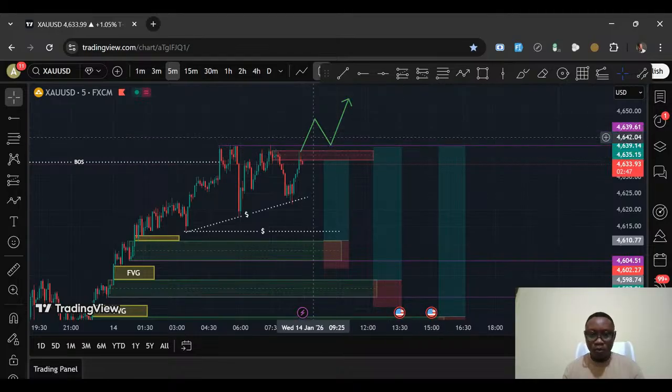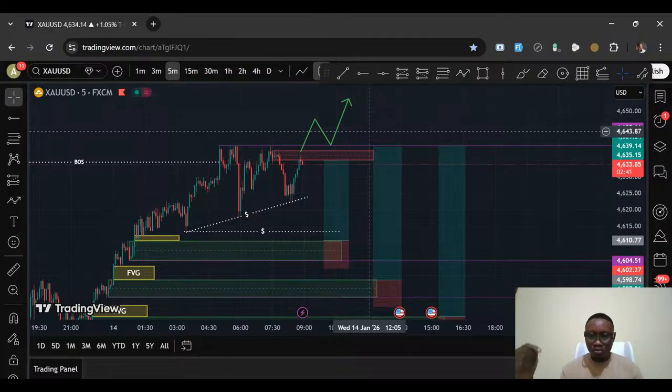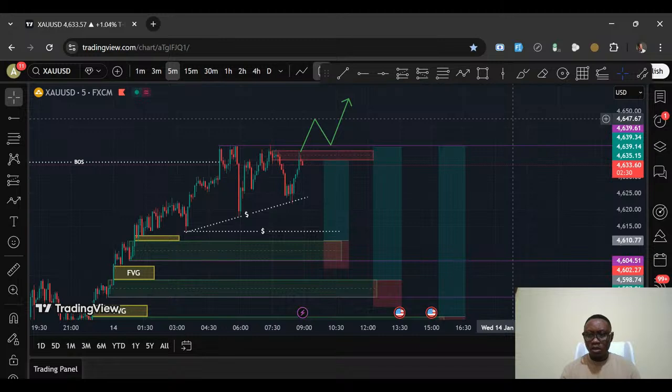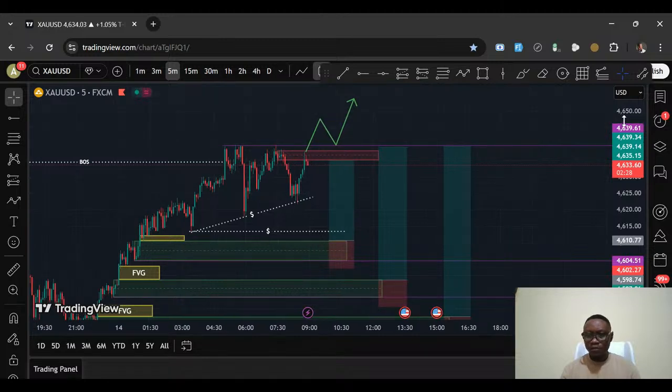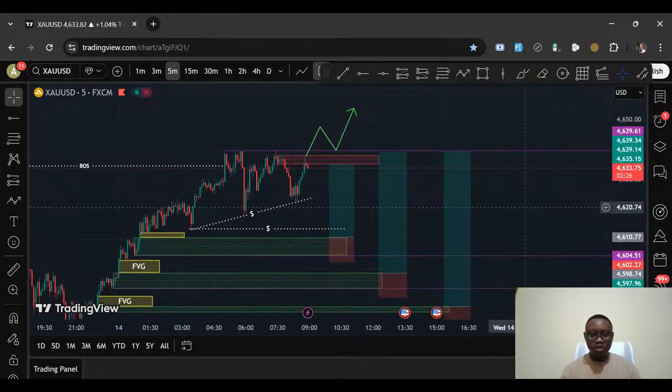Identify the zone, rather, the order block zone that led to the breakout, and wait for price to test the zone. When we test the zone, and boom, you take your buy. But because you don't know the next high, you can be very, very conservative with your TP.